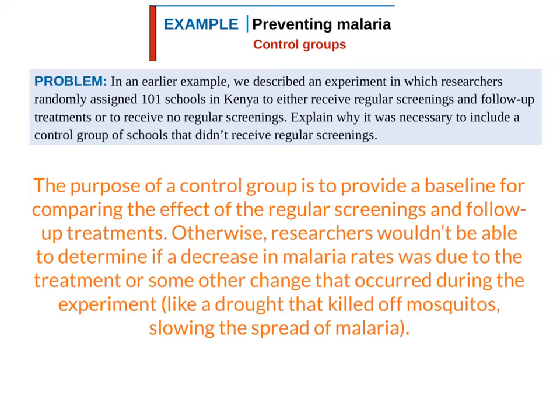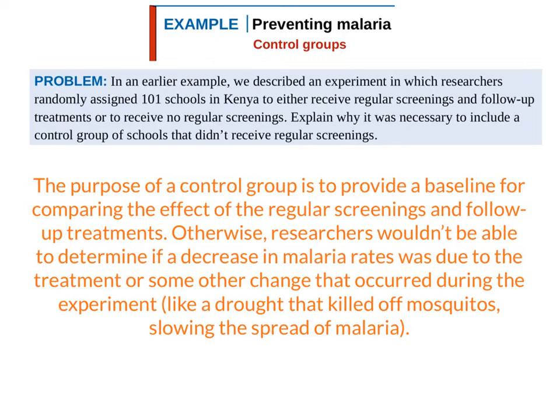In this case, the purpose of a control group is to provide a baseline for comparing the effect of the regular screenings and the follow-up treatments. Otherwise, researchers wouldn't be able to determine if a decrease in malaria rates was due to the treatment or some other change that occurred during the experiment, like a drought that killed off mosquitoes, slowing the spread of malaria. So in this case, a control group was essential to determine if the screening and those follow-up treatments were effective.